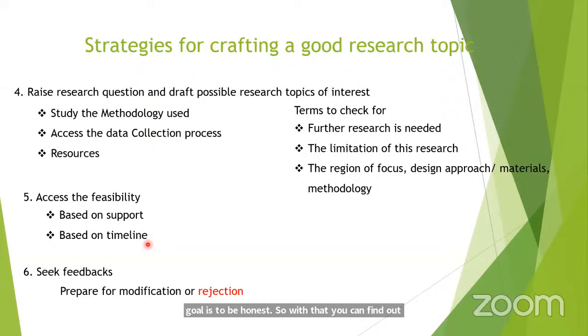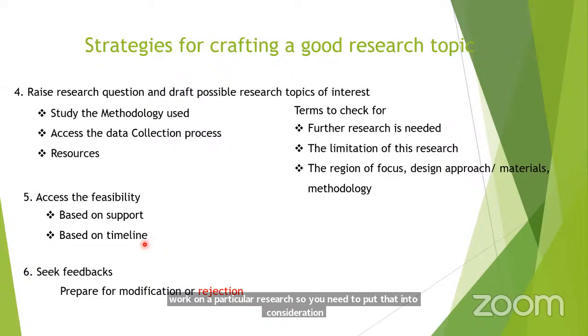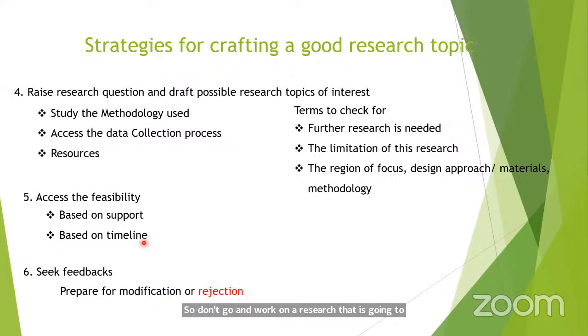Also, based on the timeline, in some cases, you might have to work on a particular research. For example, you want to publish a paper in maybe 6 months, and then you have 6 months to work on a particular research. So you need to put that into consideration. Don't go and work on a research that is going to extend beyond that, so that you'll be able to meet the deadline.